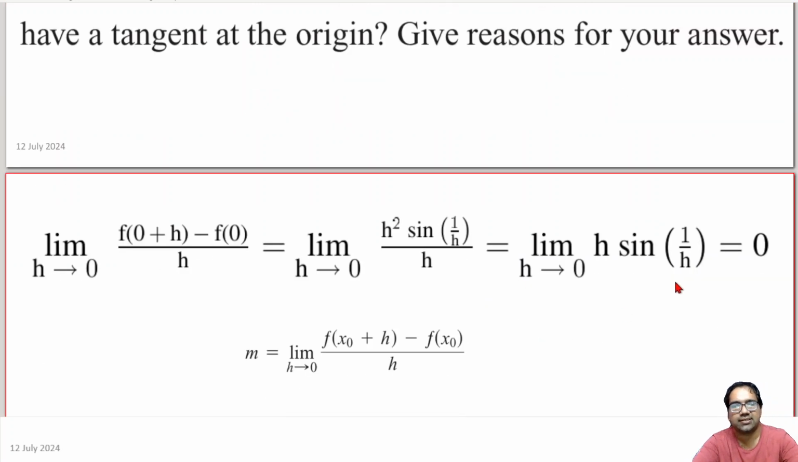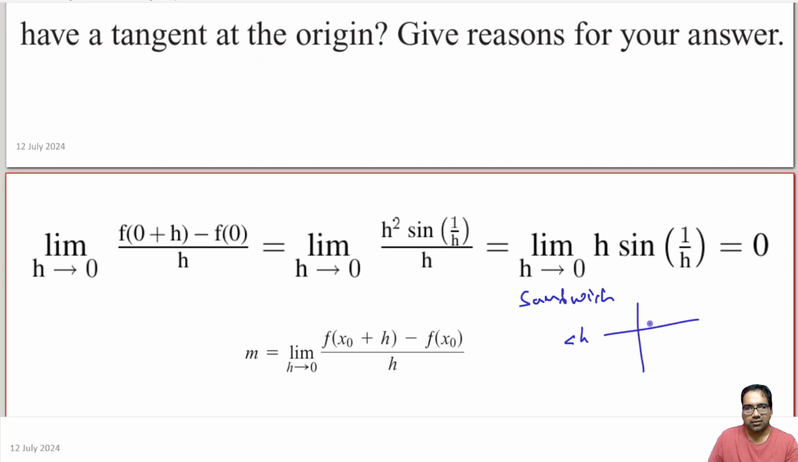Earlier we discussed why this h sine 1 by h limit is 0: because we use the sandwich theorem. h sine 1 by h will always be lesser than h. We use the sandwich theorem, that this graph will look something like this, but it will always lie between x and minus x. So that's why we use the sandwich theorem.